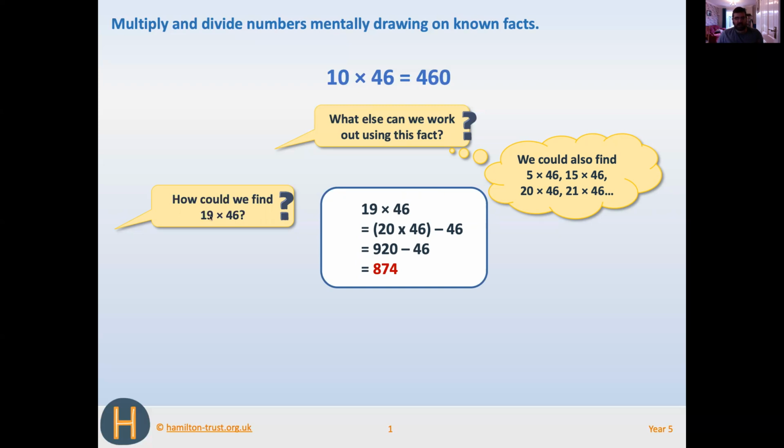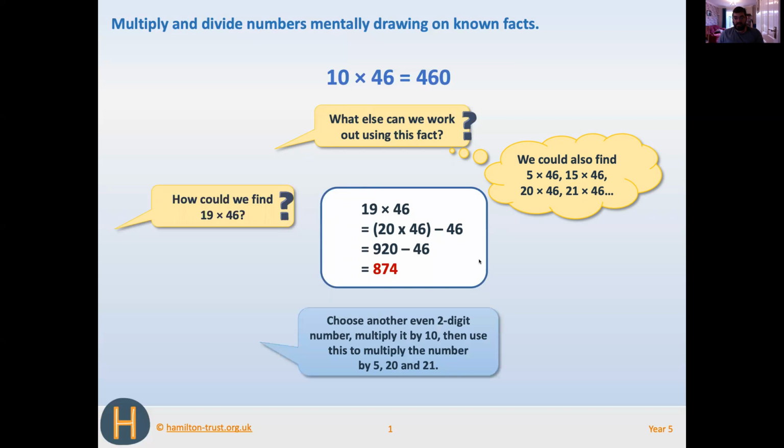That's the key. We're not taking 1 away from 920. The answer is not 919, okay? It's 20 46s, take away 1 46. That's 19 times 46. So you can see here, the answer is 874. Now, some of you might be able to do that in your head like that, okay? Some of you might need a bit of jottings, a bit of writing down. You might not need to write it all down like that, but you might need to do some.